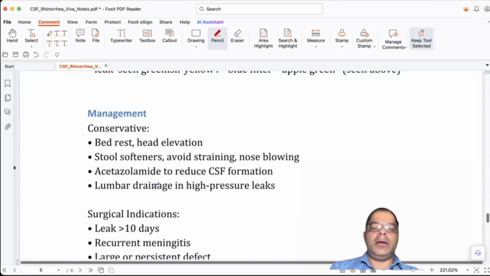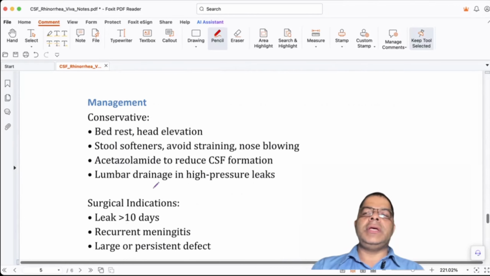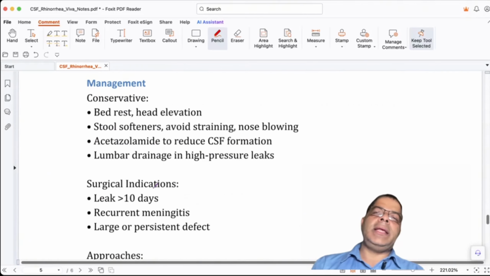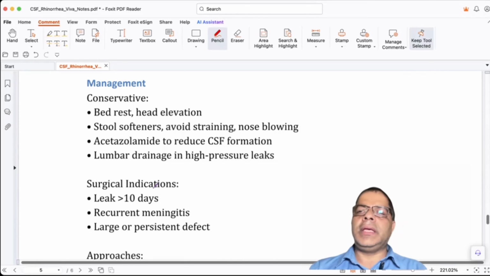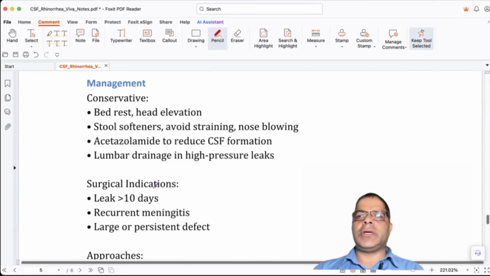Management wise, we have to do conservative management. Advice includes bed rest, head elevation, and using a stool softener, and yes, some surgeons prefer acetazolamide to reduce CSF formation. I am not happy with this acetazolamide. Lumbar drain, yes, can be used in high pressure leak cases 2 days before the surgery in skull base cases.